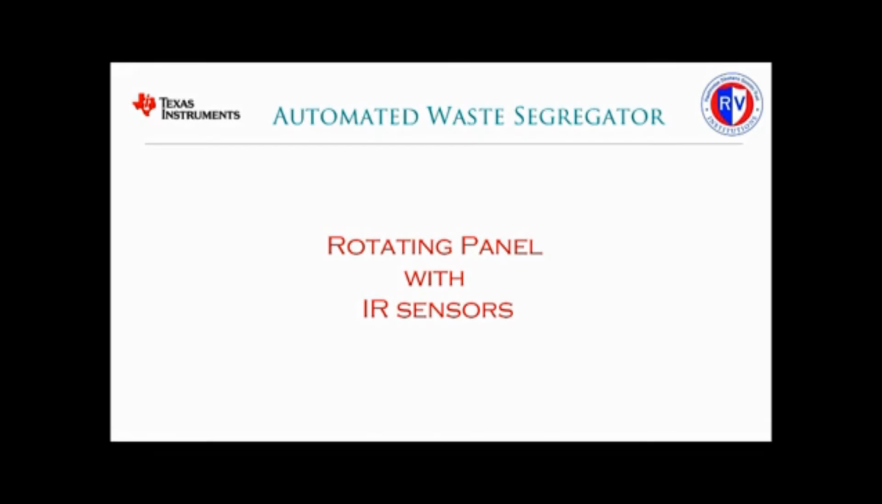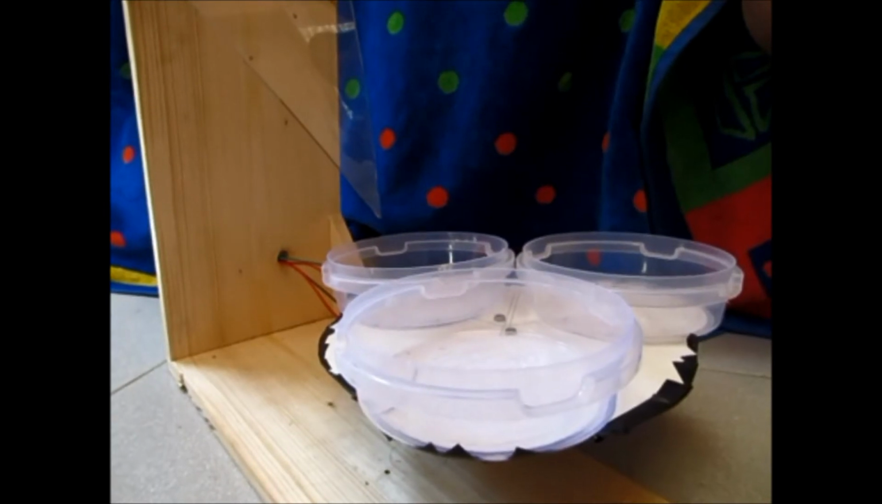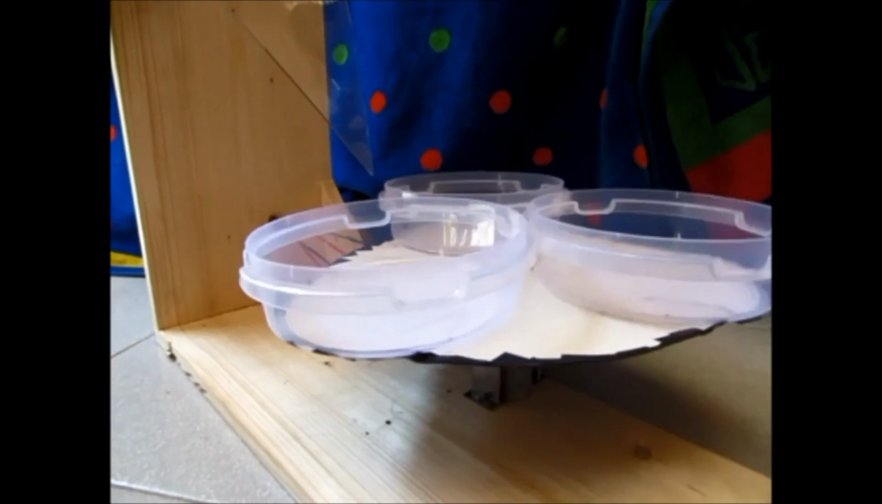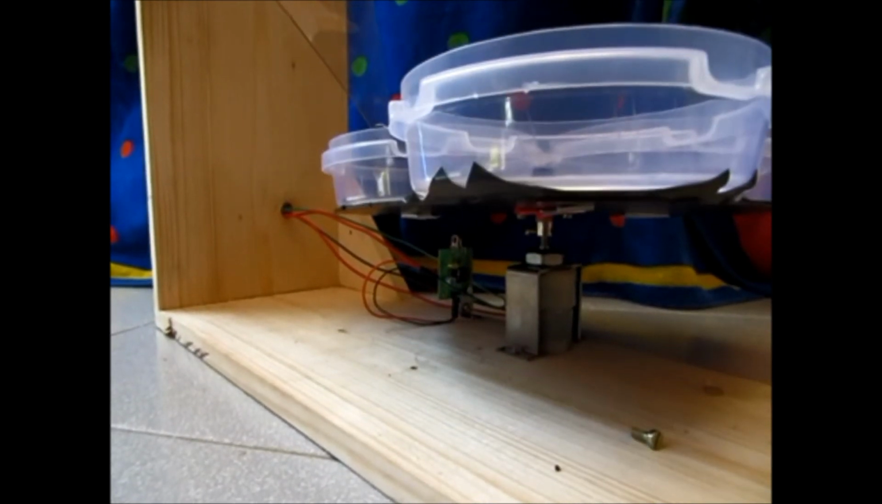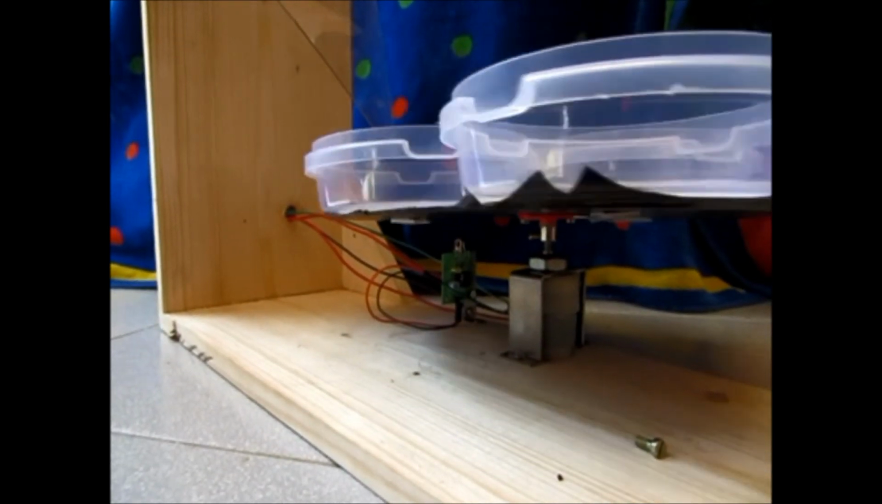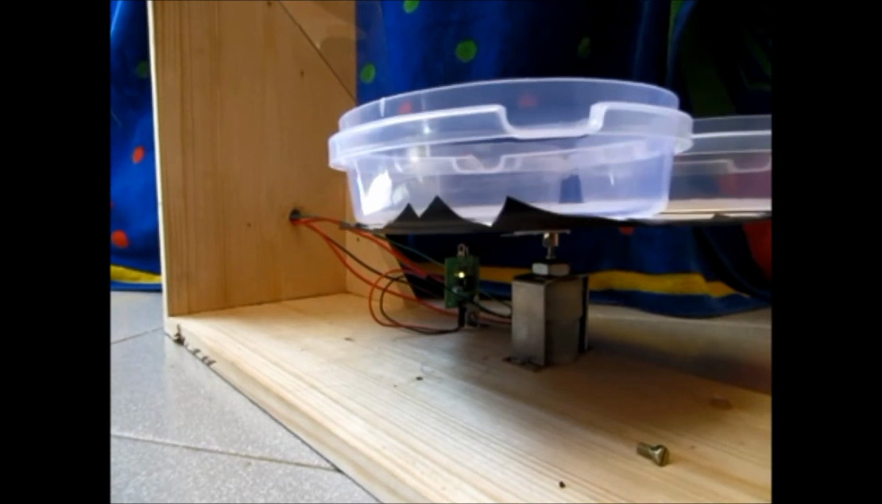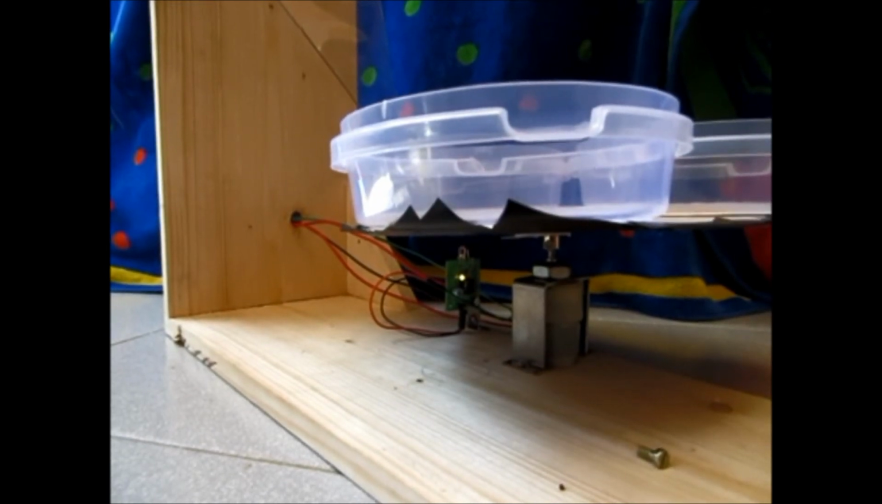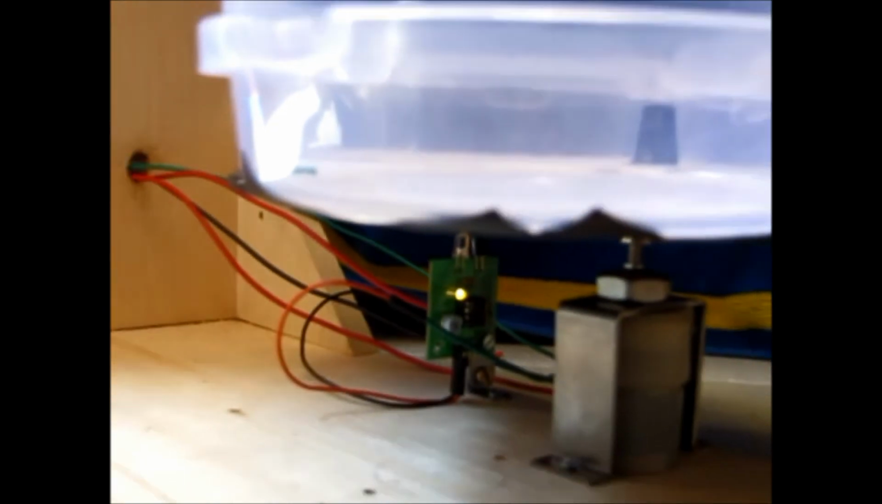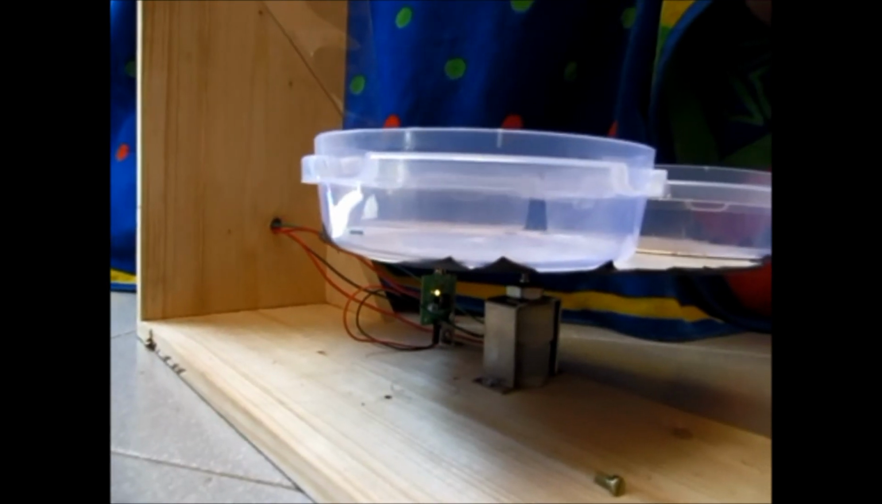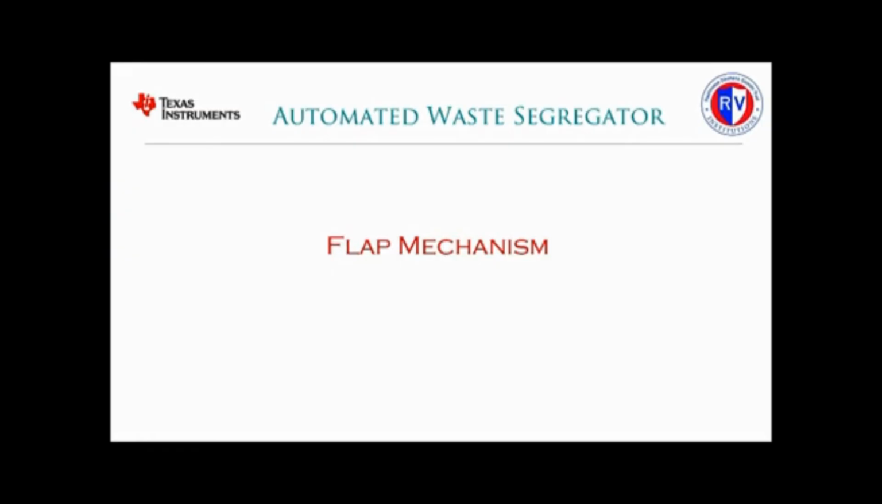Rotating panel with IR sensors. Once the garbage type has been decided, a DC motor is used to rotate the bin under the corresponding garbage type. The IR sensor is used to stop the bin from overshooting its location. As can be seen, the IR sensor produces a low to high transition upon the bin's arrival at its position.